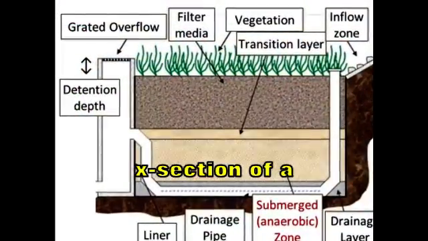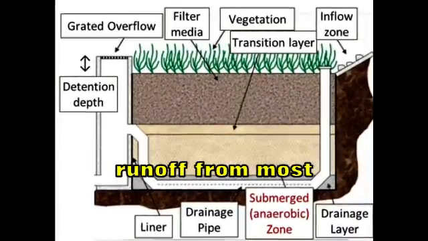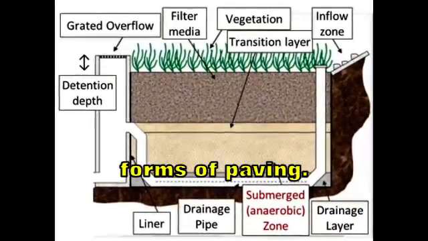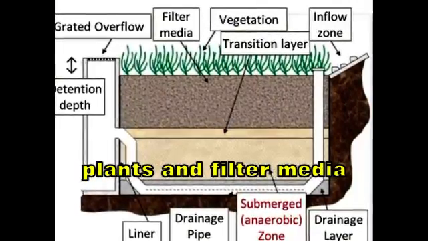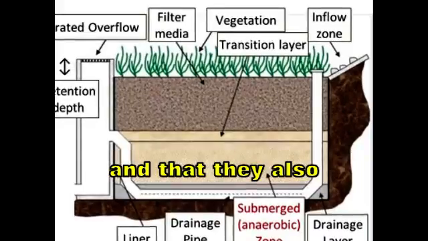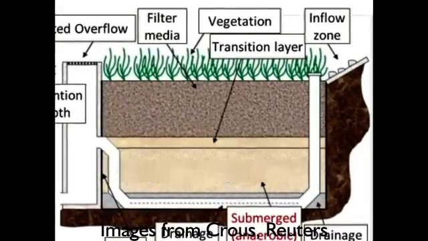Here is a typical cross-section of a biofilter to take runoff from most forms of paving. Note for now the plants and filter media, and that they also relate to natural unpaved ground.